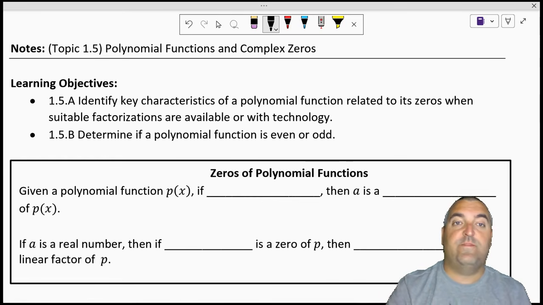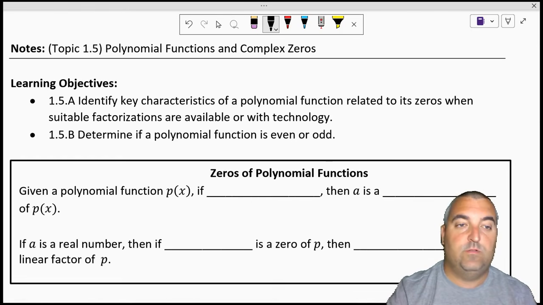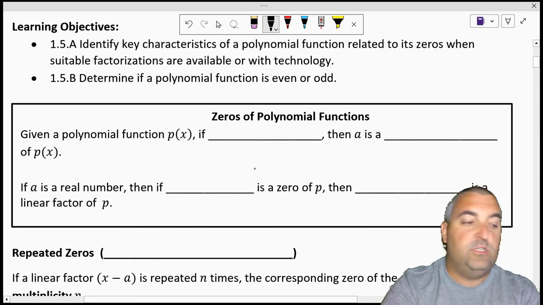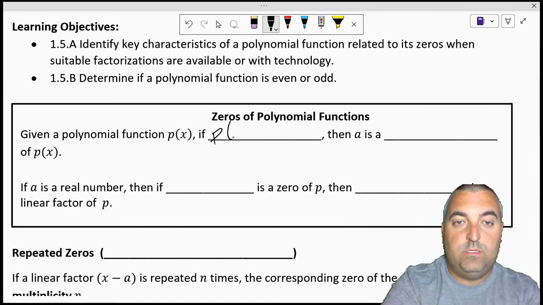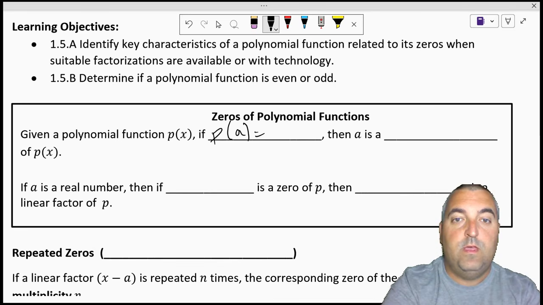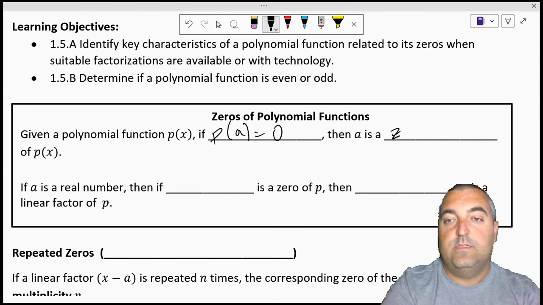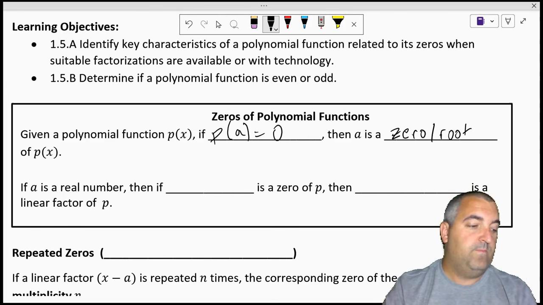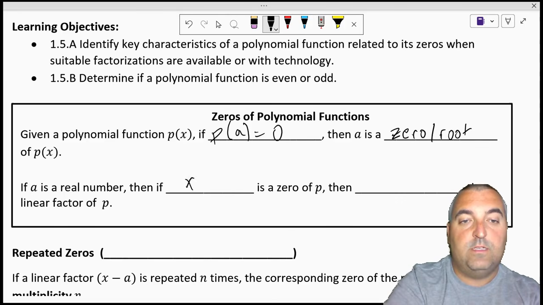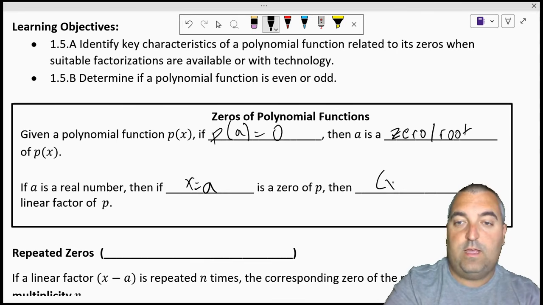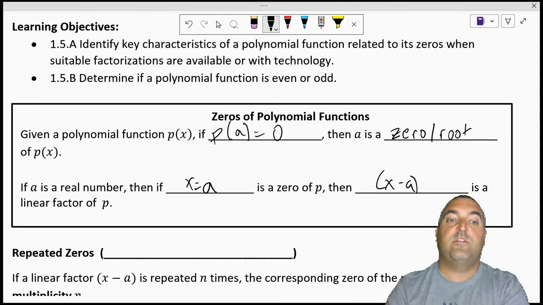Today we're on topic 1.5, polynomial functions and complex zeros. So we're going to start off with just defining what a zero of a polynomial function is. Given a polynomial function, if when you substitute in some value a, it gives you 0, that means that a is what we call a 0, or we also use the word root. If a is a real number, then x equals a is a 0 of p, then x minus a is a linear factor of p.